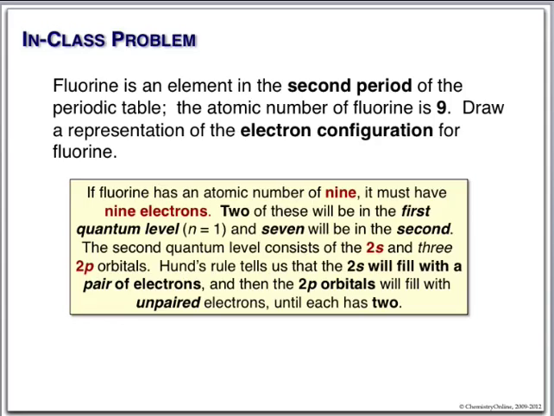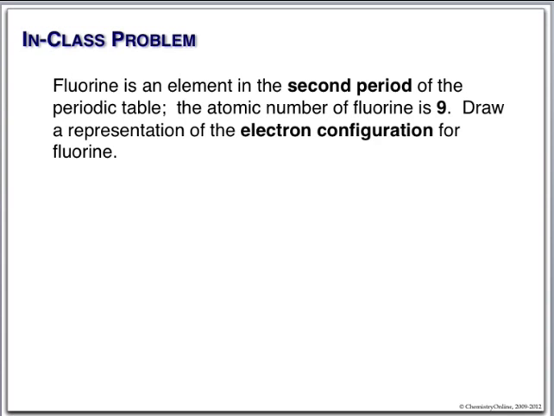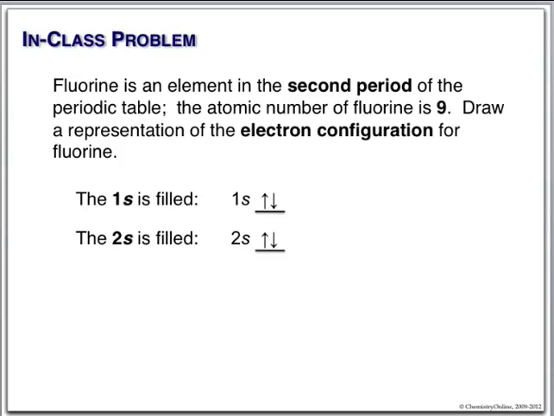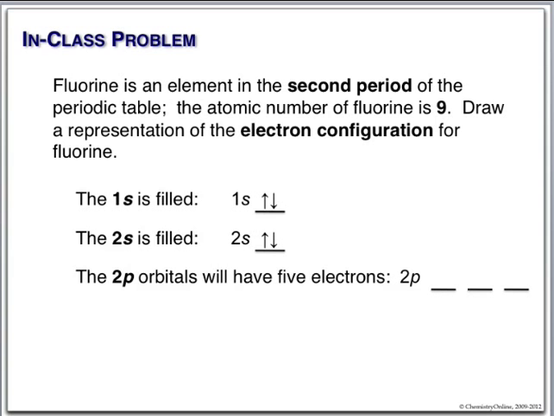Our first 2 electrons are going to be in the 1s. Our second 2 electrons are going to be in the 2s. And the remaining 5 electrons will be in the 2p's. Our 1s is filled. The 2s is filled. We have 3 p orbitals and 5 electrons.